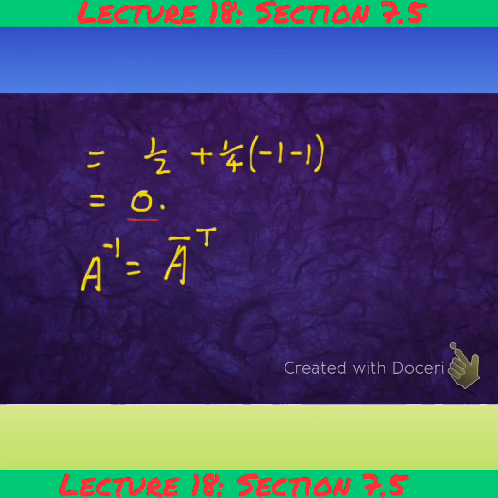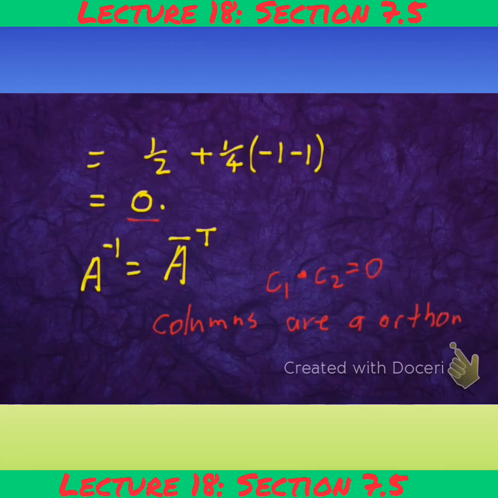And basically working that out, we get this here. From there we have that is 0. Right, so this means that the dot product of the first column with the second column is 0. So that means the columns are an orthonormal set. So by our theorem, A is unitary.